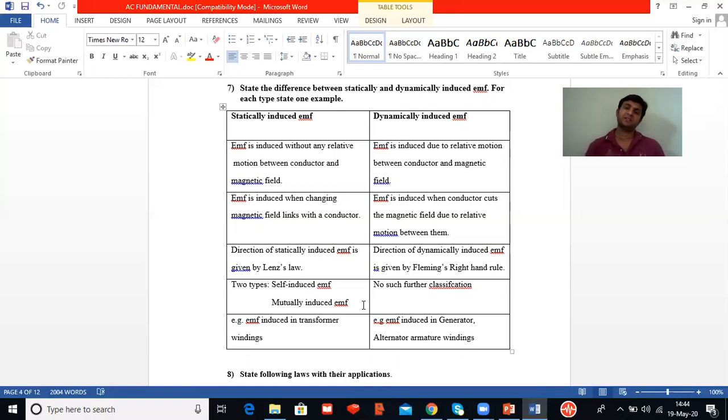Self-induced EMF: when the current flowing through a coil produces EMF in that same coil, it is known as self-induced EMF. And if the current flowing through one coil induces EMF in another coil, it is known as mutually induced EMF. In the case of dynamically induced EMF, there is no such further classification. The best example for statically induced EMF is the EMF induced in the transformer winding, and the best example for dynamically induced EMF is the EMF induced in the winding of a generator or alternator.